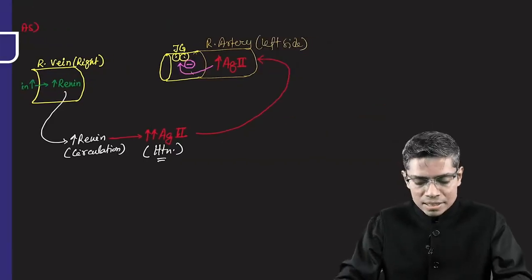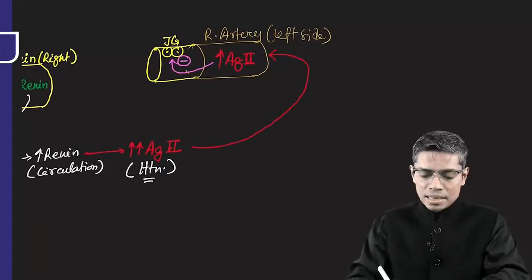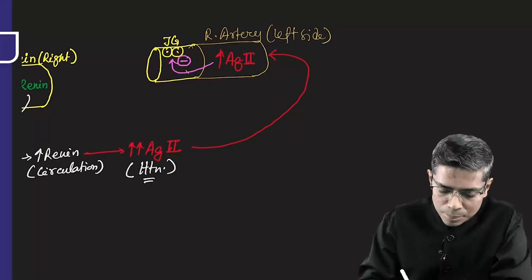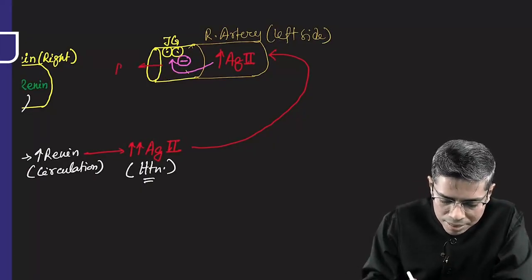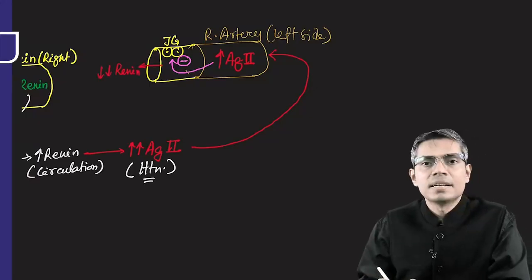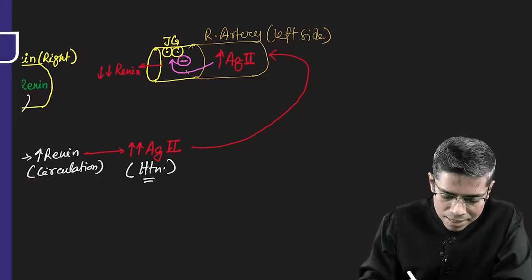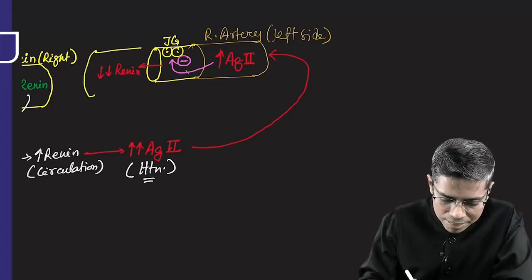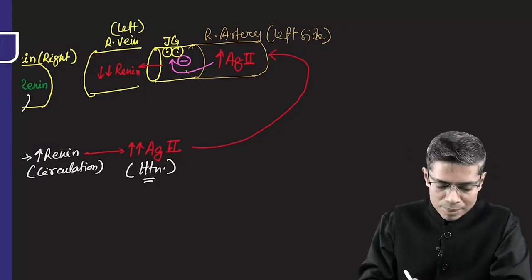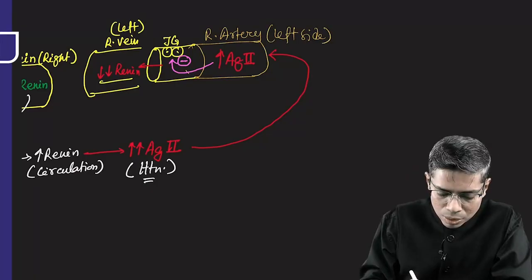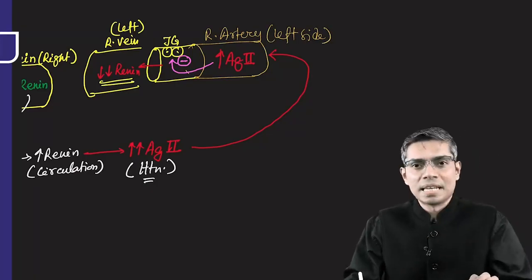So what the angiotensin is doing on the other side is inhibiting the JG cell. Because of the inhibition of the JG cell, what will happen to the renin production on the left side? Decrease. So if I measure the renin at the level of the renal vein on the left side of the same subject, what am I going to get? I'm going to get a low level of renin.